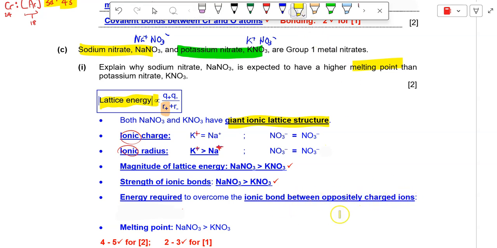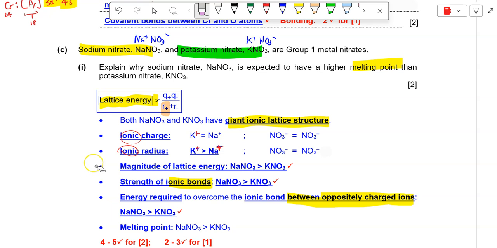So you can see, even though we talk about ionic bonds here, I have deliberately included "between the species". Remember, when discussing bonding, you have to specify the species involved. Sodium nitrate will require more energy than potassium nitrate, and therefore the melting point of sodium nitrate is higher than that of potassium nitrate. This is quite a standard recall question when we compare ionic compounds.